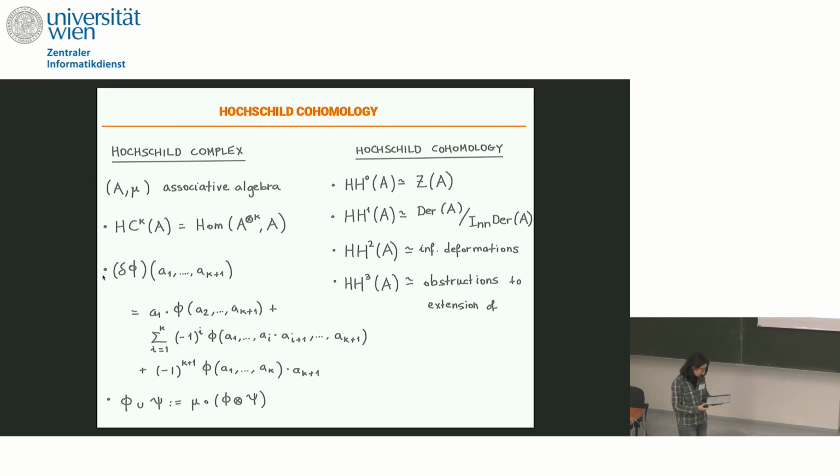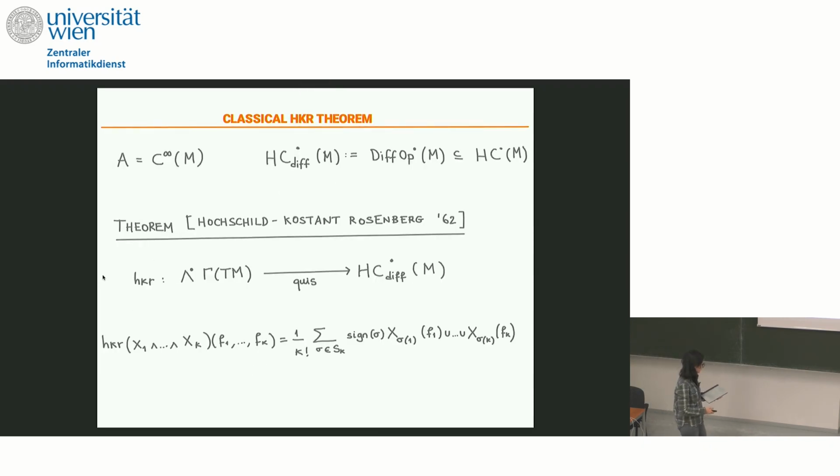Okay. So, I hope I convince you that this is what we really want to study, Hochschild cohomology. If you want to study the deformation of associative algebras, you really have to dig into Hochschild cohomology. And then let's see in particular, in the case of our algebra, what happens.